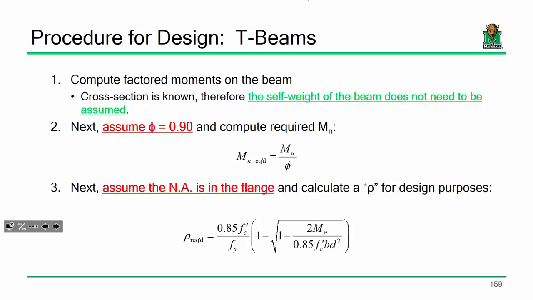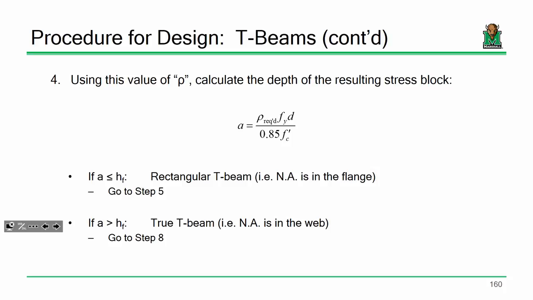Now, how do we verify that? Well, we take that rho and we plug it in here. Because remember, this equation was derived assuming we've got a rectangular cross-section. So basically, we're solving for how much steel we would need if it was rectangular. Okay? If it's rectangular, good, it's a rectangular cross-section. If not, we have to deal with a true T-beam.